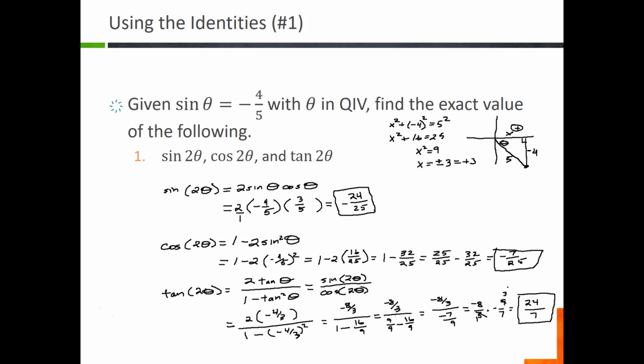Now, just for kicks and giggles, if you were to take sine over cosine, just to check this, sine over cosine would be a negative 24/25 over a negative 7/25. The 25ths cancel, and you're left with a positive 24/7. So we still would have gotten the same thing had we done the sine of 2 theta over the cosine of 2 theta, and it would have been a lot easier. But again, I just wanted to show you how you can do it using the identity.